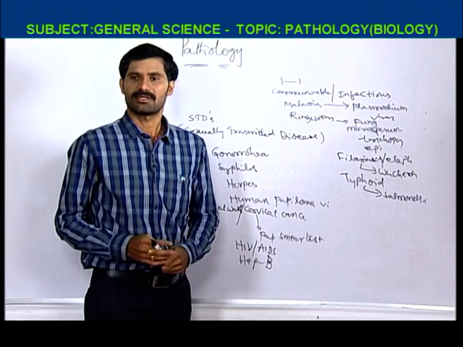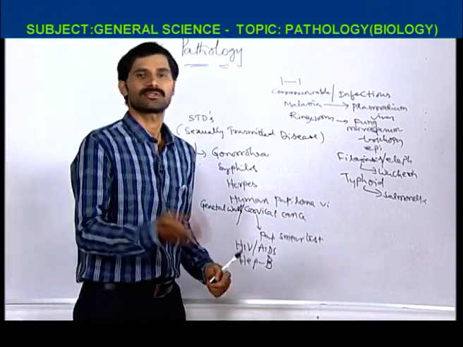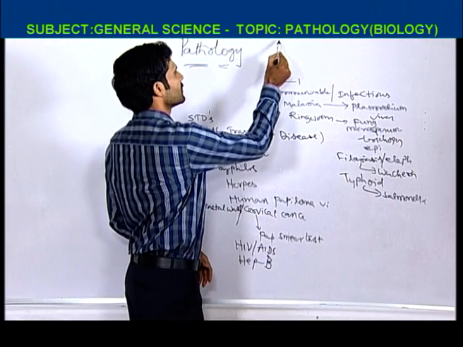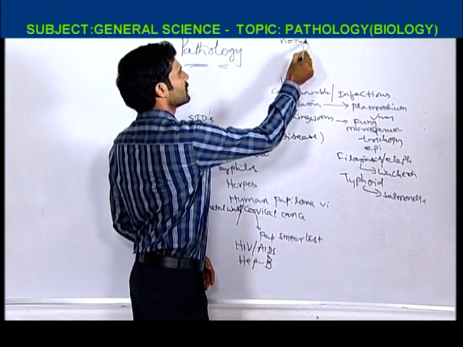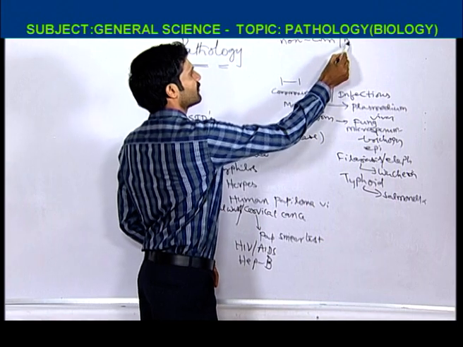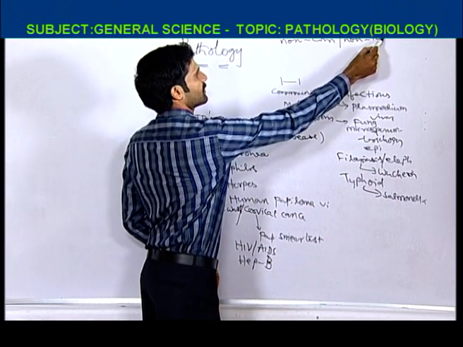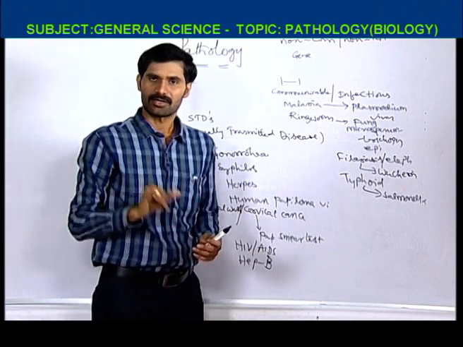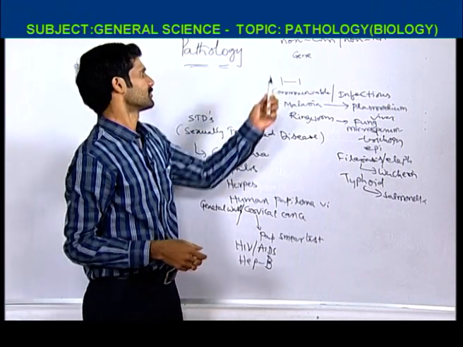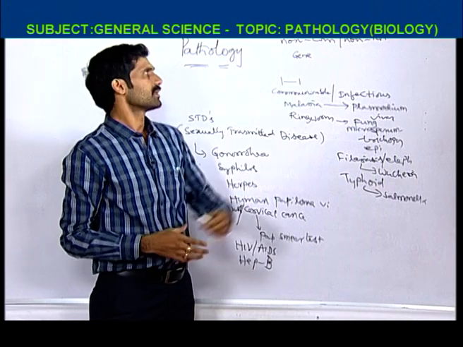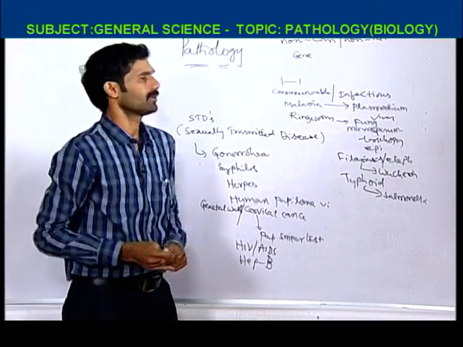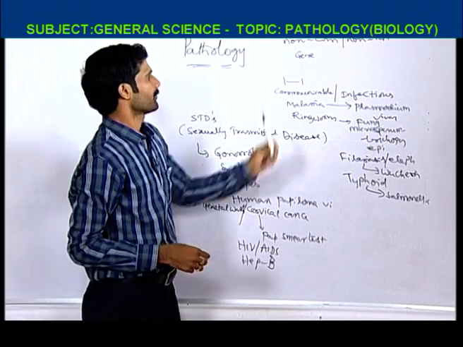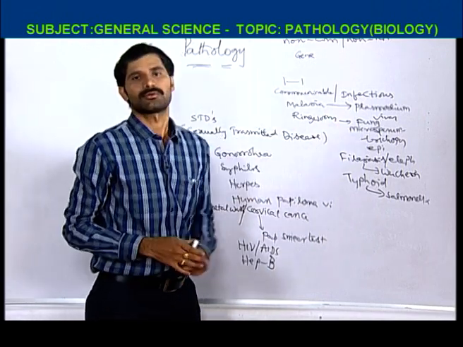But some diseases are not transmitted from one person to another and are called non-communicable diseases. Non-communicable diseases are non-infectious diseases. For example, genetic disorders, kidney problems, and heart problems are considered non-communicable diseases. They are not transmitted from one person to another, and are not caused by pathogens.